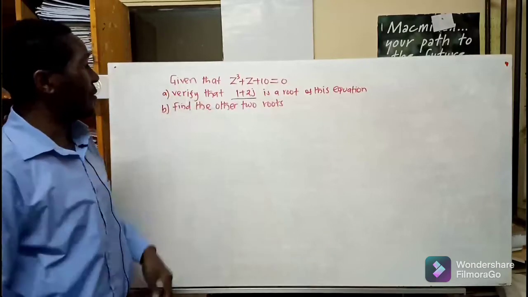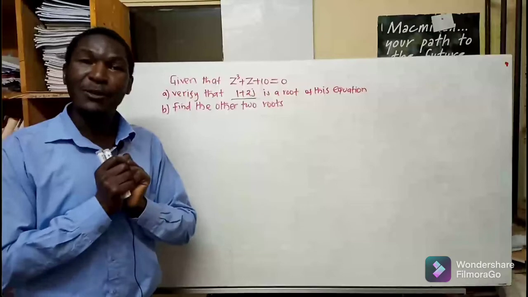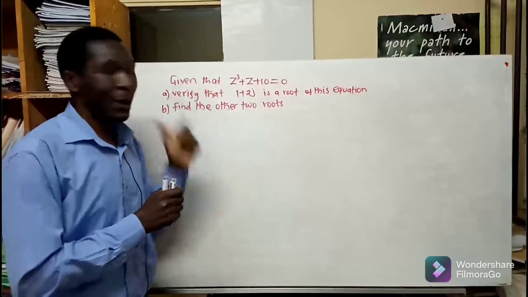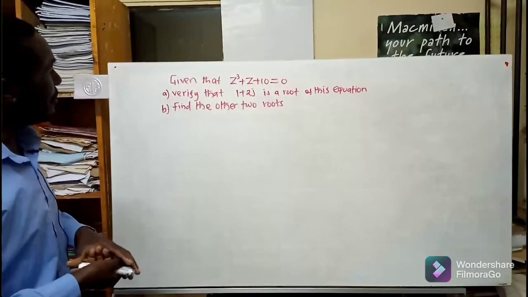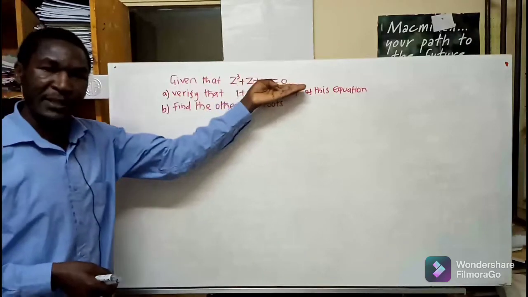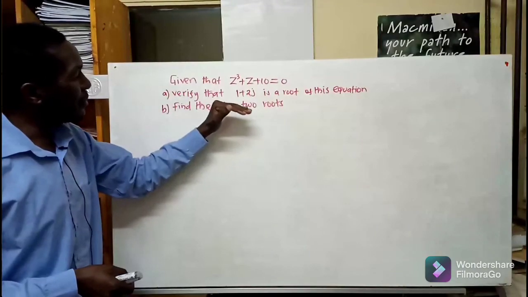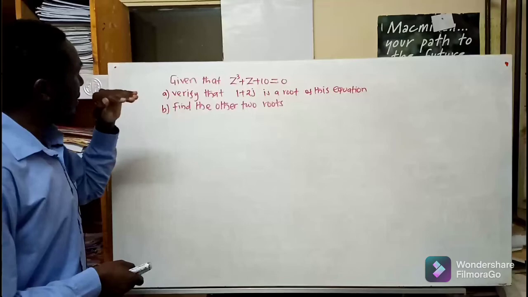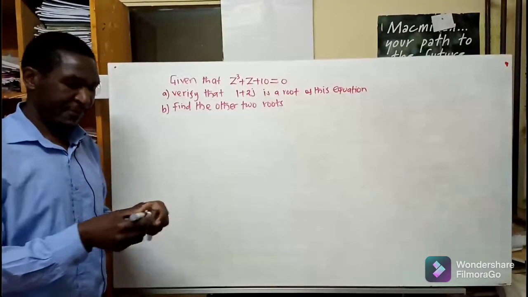Actually, this is one of the questions that we got from the comments. And we're going to handle it simply, not in a complex way. Given that z cubed plus z plus 10 is equal to 0, that's an equation, we're supposed to verify that 1 plus 2j is a root of that equation, and we find the other two roots.